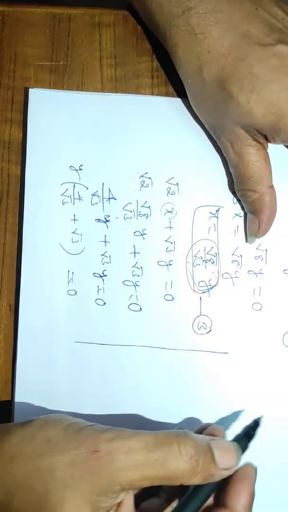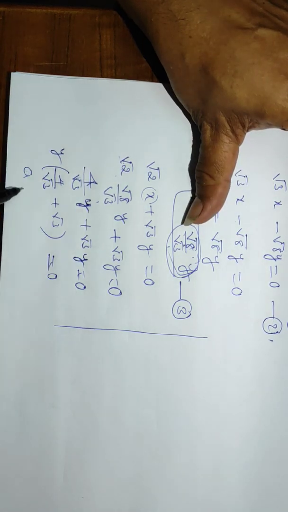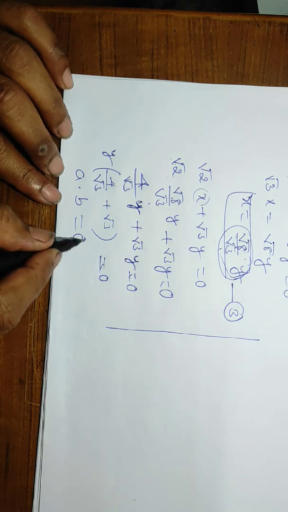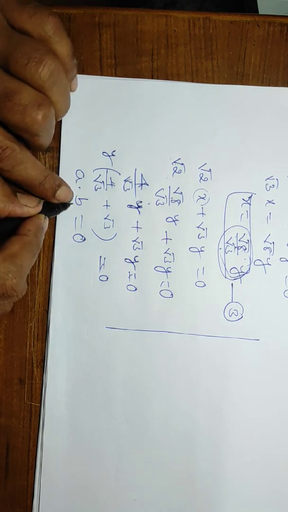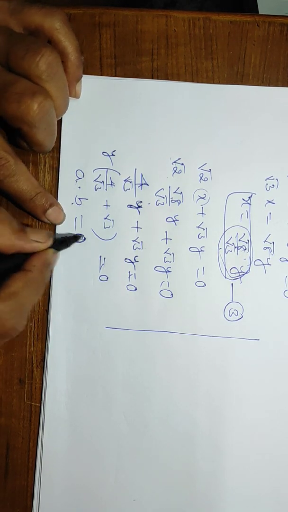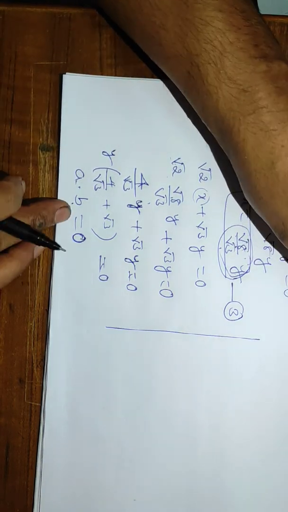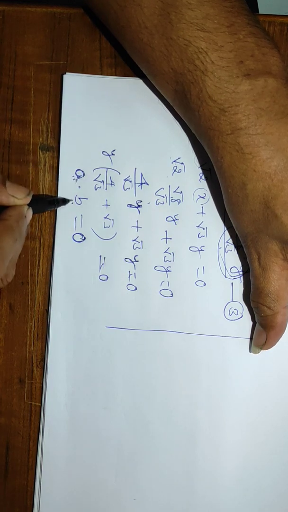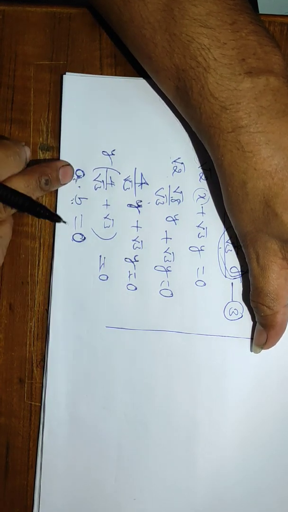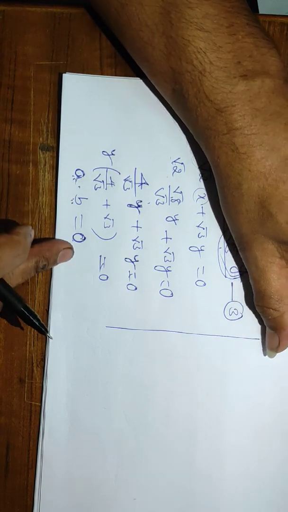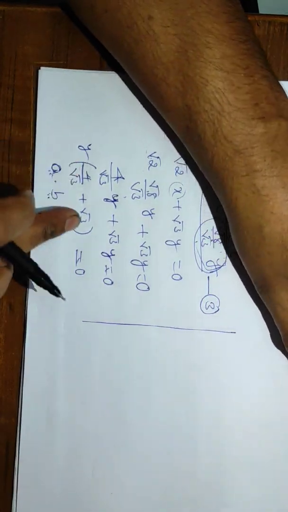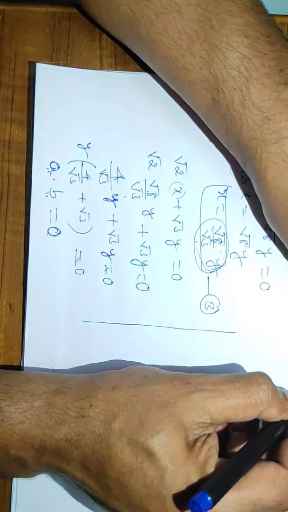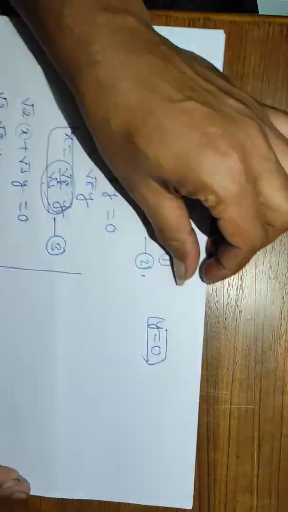Dear students, this is of the form a into b equals 0. See, if the product of two factors is 0, it means one of the factors must be 0. If a equals 0, 0 into b is 0. If b is 0, then also a into 0 equals 0. So this cannot be 0. So the other option is y. So y is equal to 0.